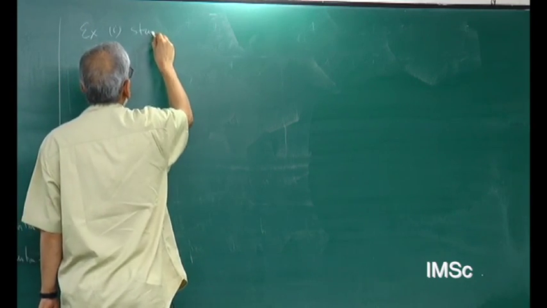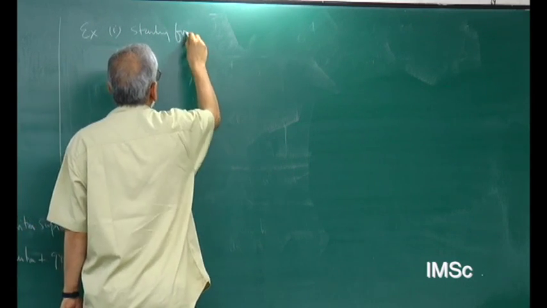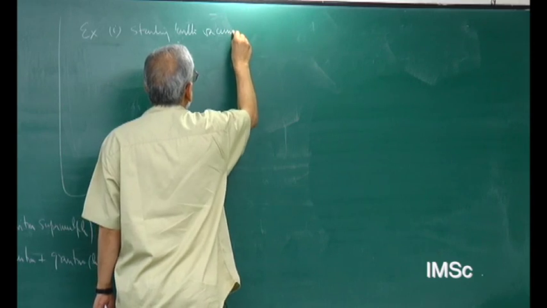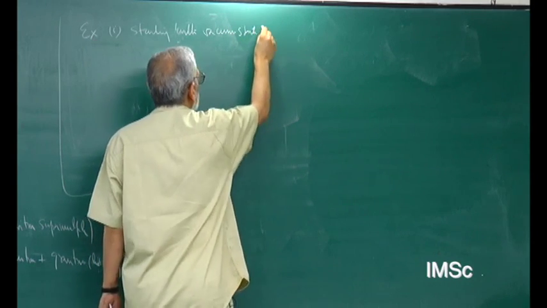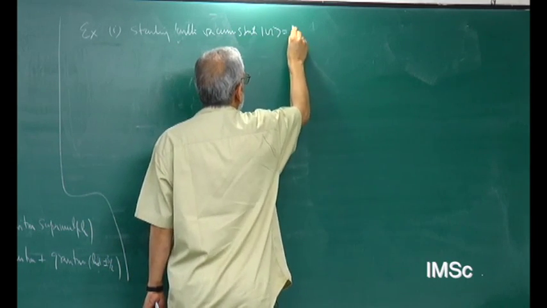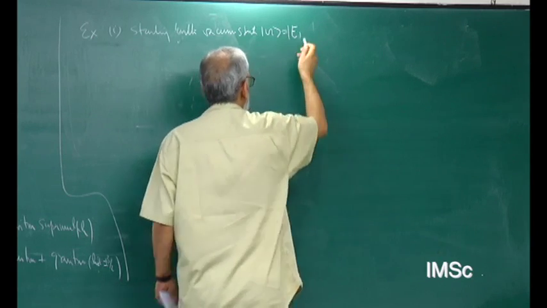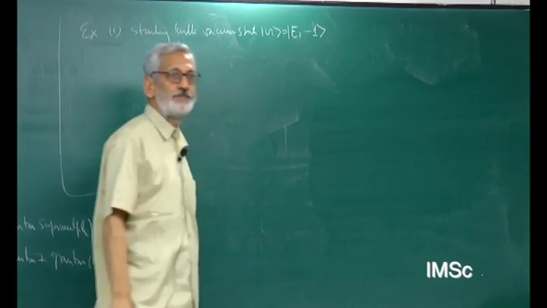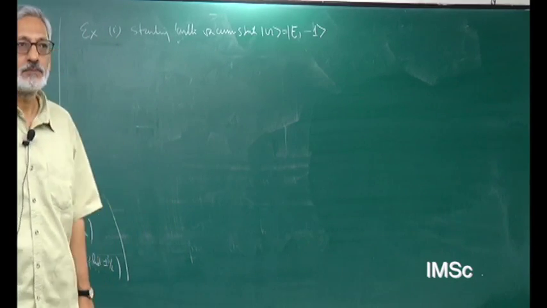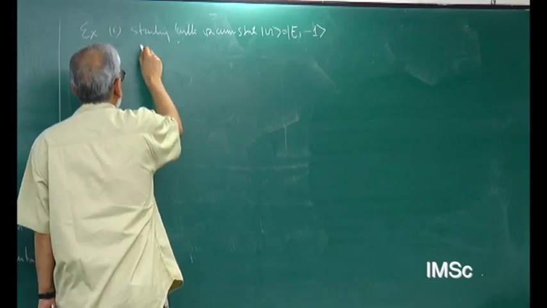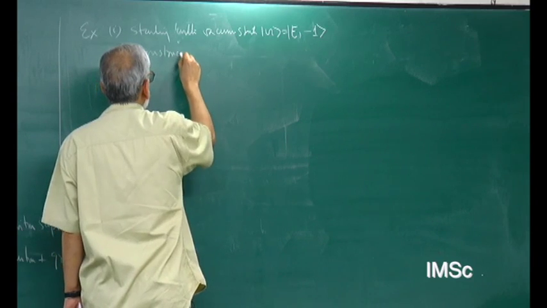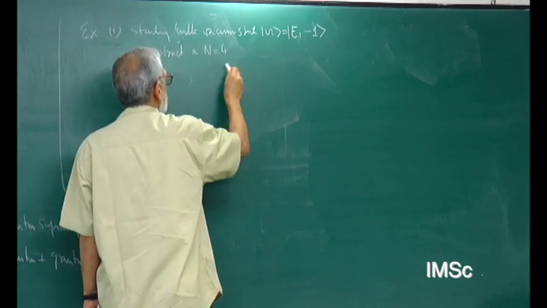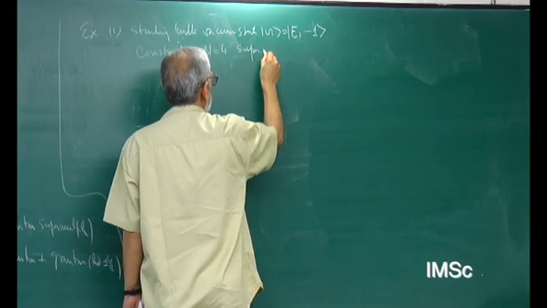Starting with vacuum state omega to be E minus 1, helicity minus 1. Construct an n equal to 4 supermultiplet.